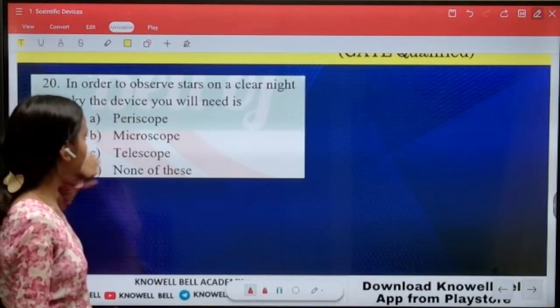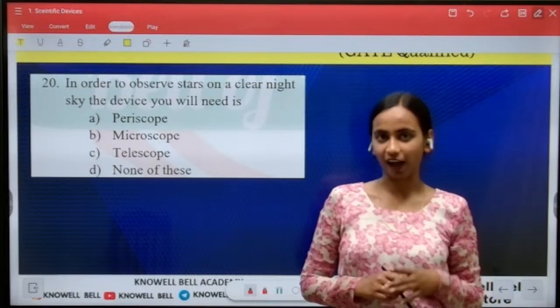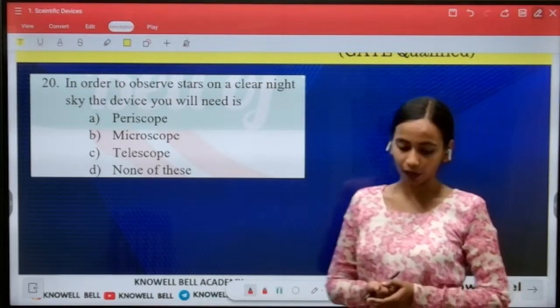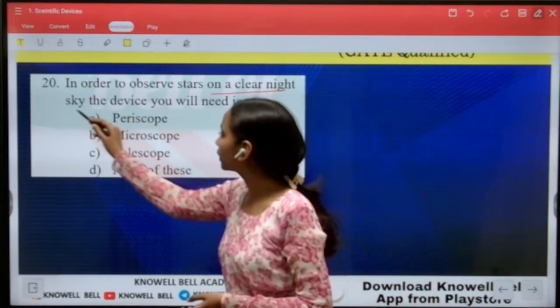Okay, and the last question of today's class. In order to observe the stars on a clear night sky, the device you will need is periscope, microscope, telescope, or none of these. Which device we will need in order to observe stars on a clear night sky?